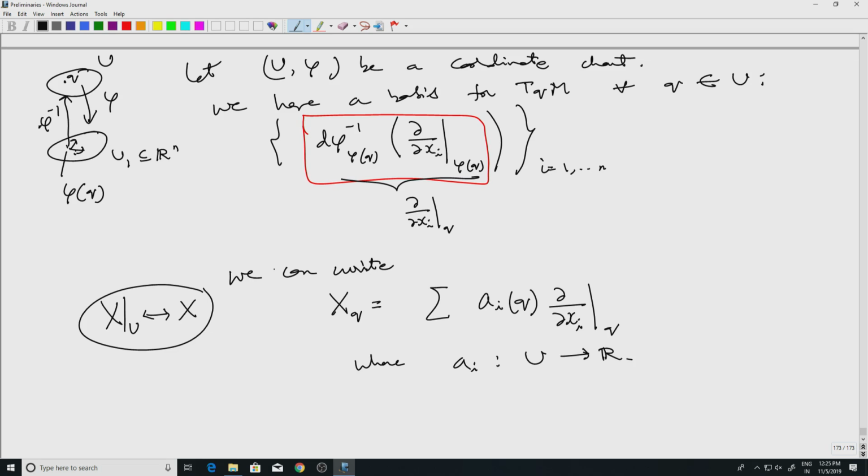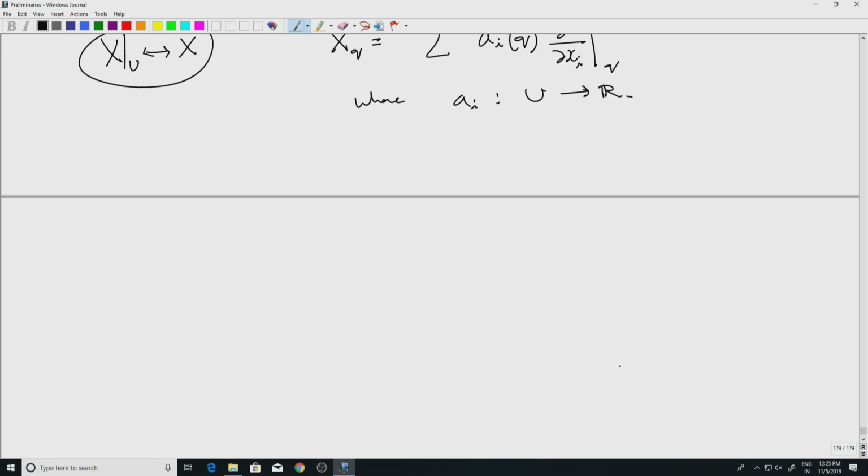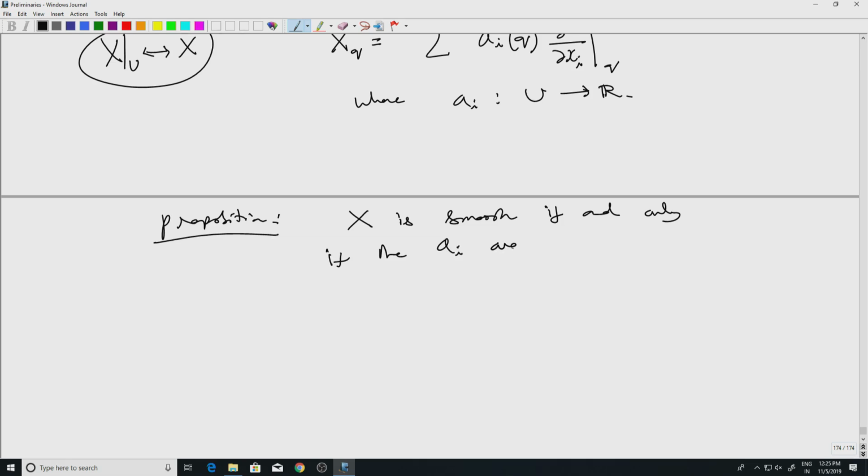So the claim, which I'll prove next time, concerns the smoothness of the vector field. Proposition: X is smooth if and only if the AI are smooth. Alright, so we'll stop here. I'll resume with the quick proof of this proposition next time. Thank you.